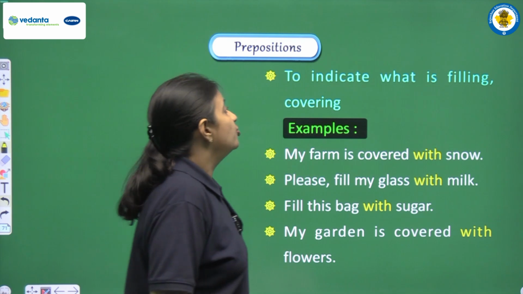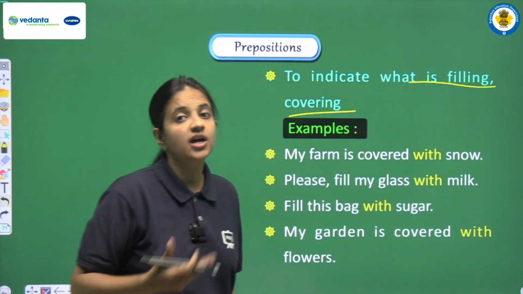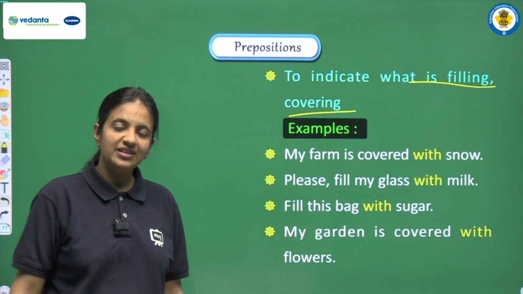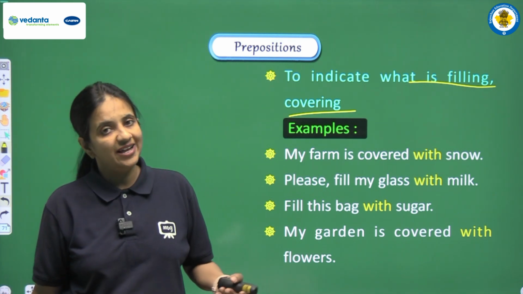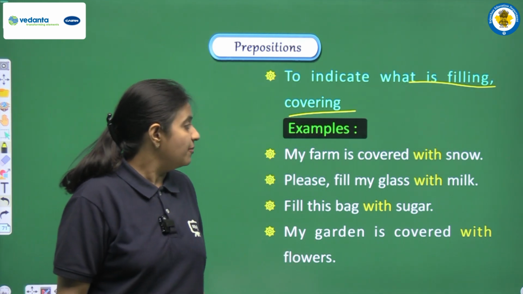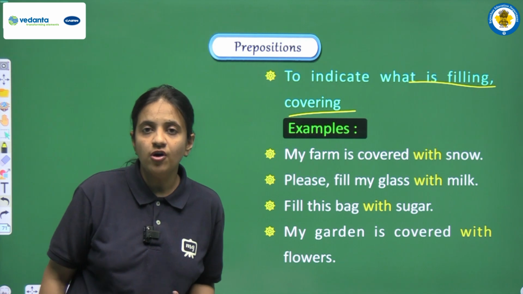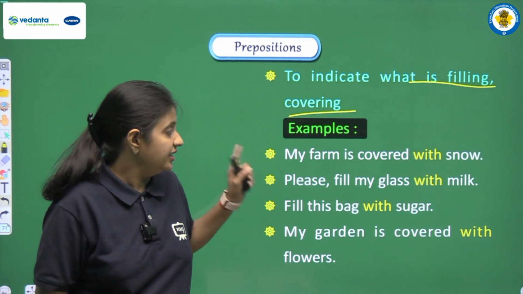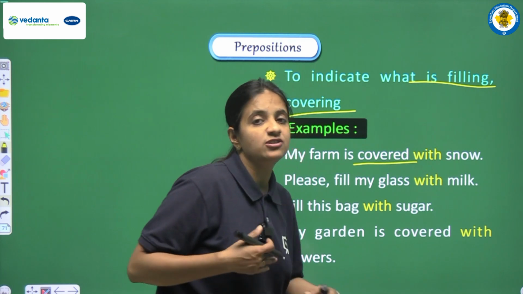Okay, now next we are having another use of with. So let's see, with is used to indicate what is filling, or we can say what is covering. So whenever we are having this kind of sense, this kind of meaning, to fill, to cover, then we can use with in a sentence. And let's see the examples to clear this. My farm is covered with snow. So there was some kind of snowfall, and after snowfall we are saying that the entire farm was covered with snow. So here we are having the sense of covering.